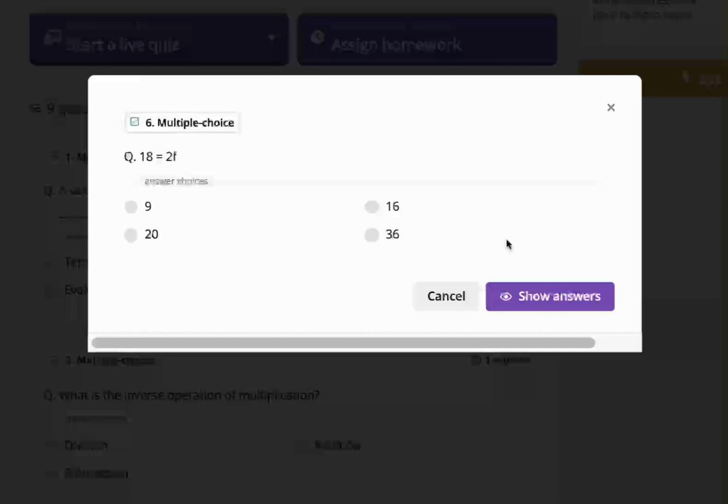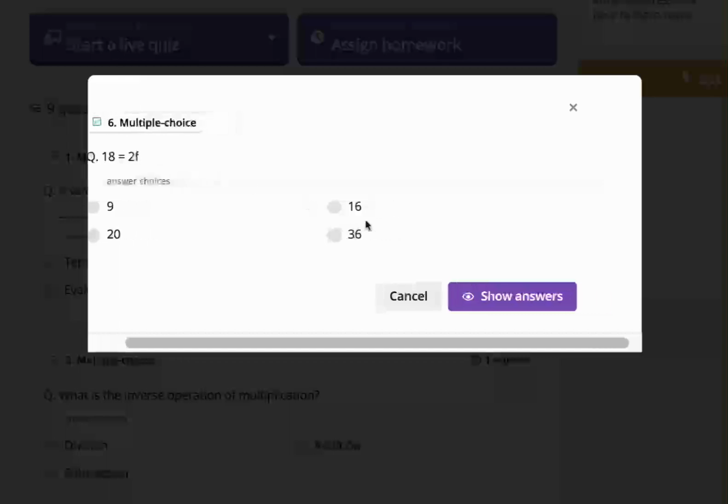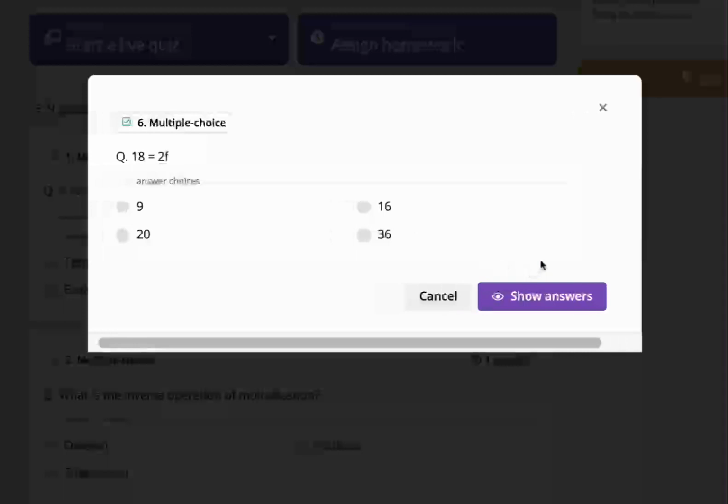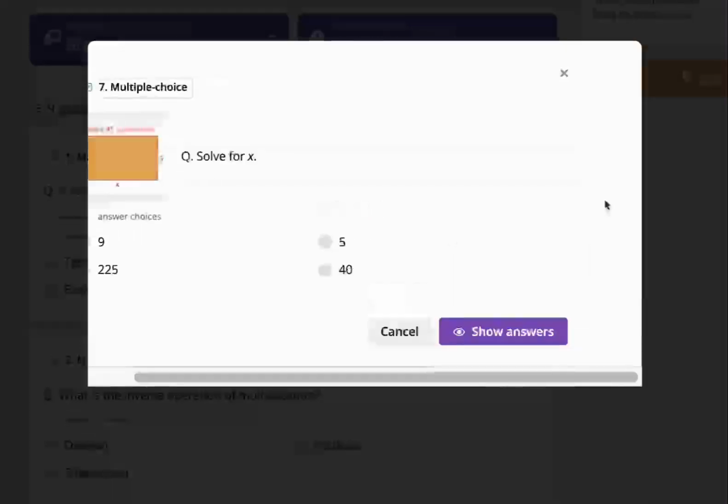Faris? Yes, teacher. 18 equals 2f. So 18 equals 2f means that f is a number that we need to substitute, and 2 multiplied by it gives 18. What do you multiply by 2 to get 18? There is only 9. Great. This is one way to find the solution. And also, of course, we can divide both sides by 2. 18 divided by 2 equals 9. Okay, thank you, Faris.